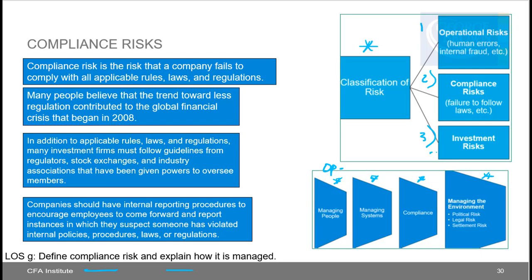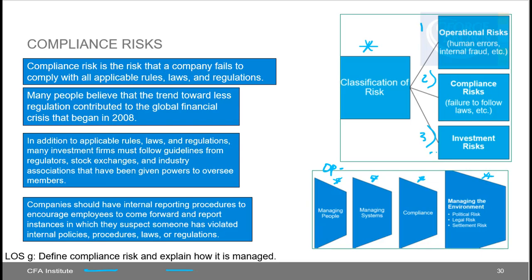Let's look at the framework for legal and regulatory compliance. In addition to applicable rules, laws, and regulations, many investment firms must follow guidelines from regulators, stock exchanges, and industry associations that have been given powers to oversee members. Because of their importance in the financial system, banks and insurance companies have historically been subject to heavy regulation, with detailed rules and scrutiny from regulatory authorities.